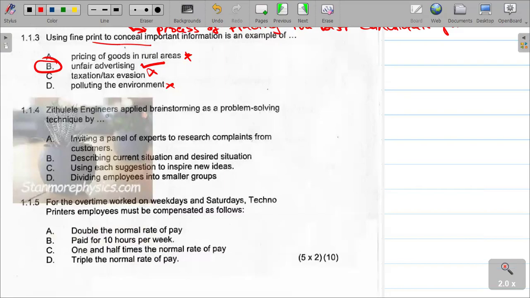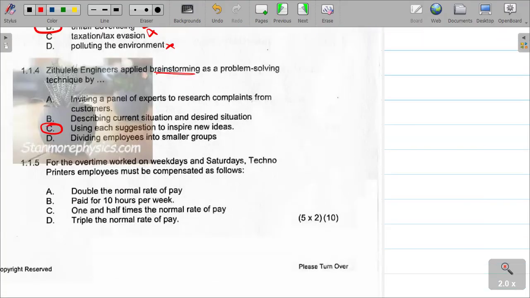Let's move on to 1.1.4: Situlele engineers applied brainstorming as a problem-solving technique. Brainstorming is where people come together and share ideas, aspirations and suggestions. It is when using each suggestion to inspire new ideas. That's what you call brainstorming.